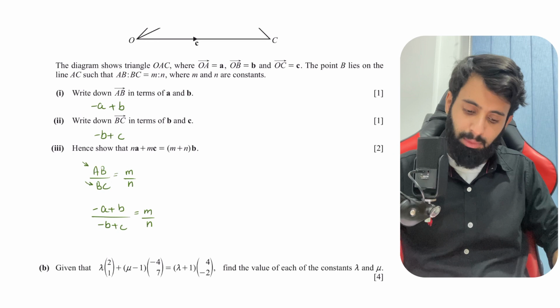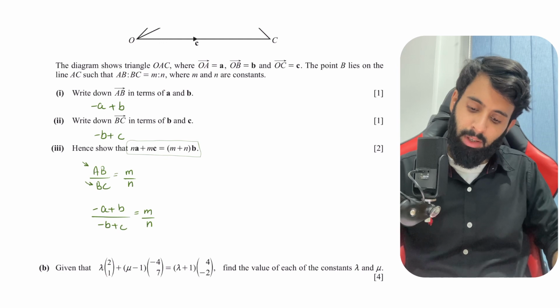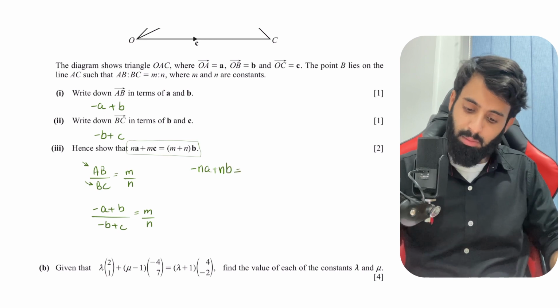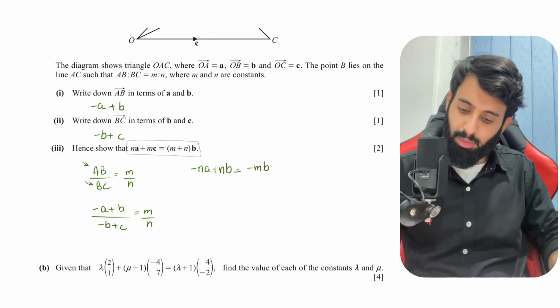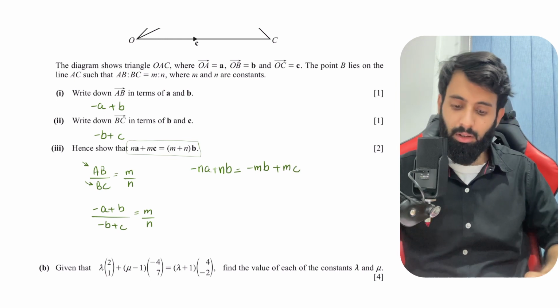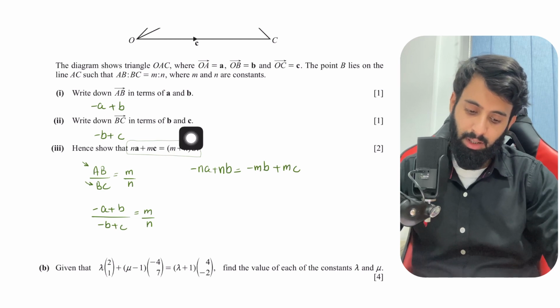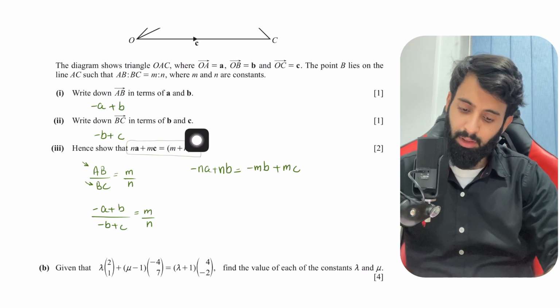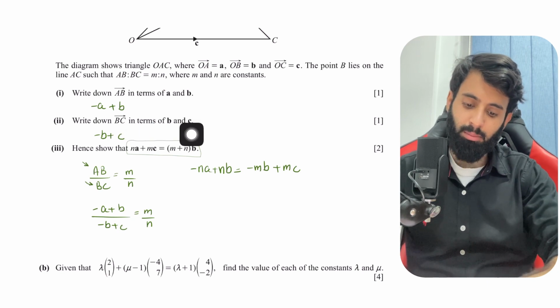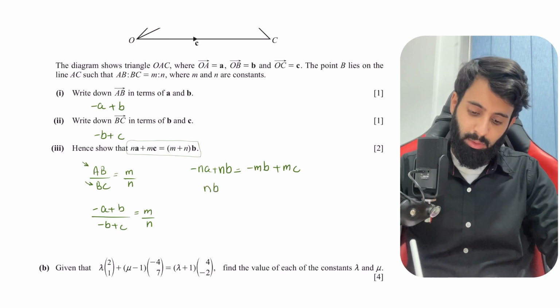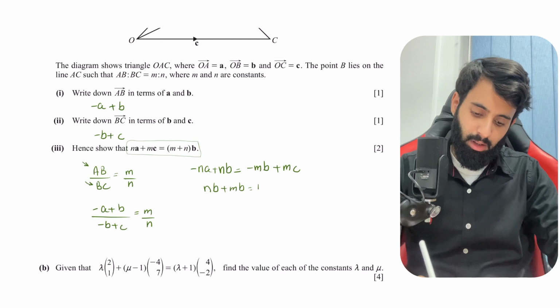Now I'm going to cross multiply and try to make sure that my equation becomes equal to this. If I cross multiply, this becomes minus na plus nb, which is equal to minus mb plus mc. At this point we have to look at this question very carefully and see how exactly we're going to arrange our answer. If I look over here, I can see that a and c are on one side and b is on the other. So I will do exactly that. I will get the b's on one side, so nb plus mb, and then na plus mc.